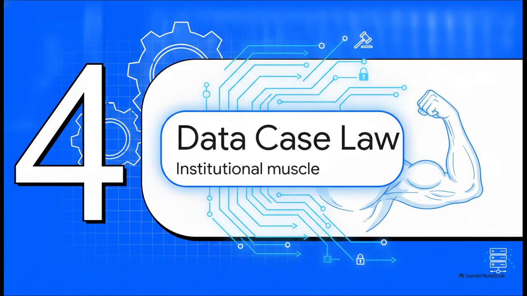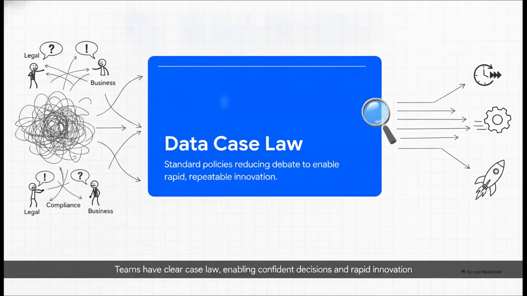Which brings us to Section 4, creating data case law, or establishing an institutional muscle. To prevent the architectural debt we just talked about, we need to completely reframe how we view technical governance. It cannot be a point of friction. It has to be your platform's muscle. You know how many companies struggle because every single new data project triggers the exact same exhausting debates between legal, compliance, IT, and business units? Debates that usually just end with everyone staring at each other on a Zoom call?